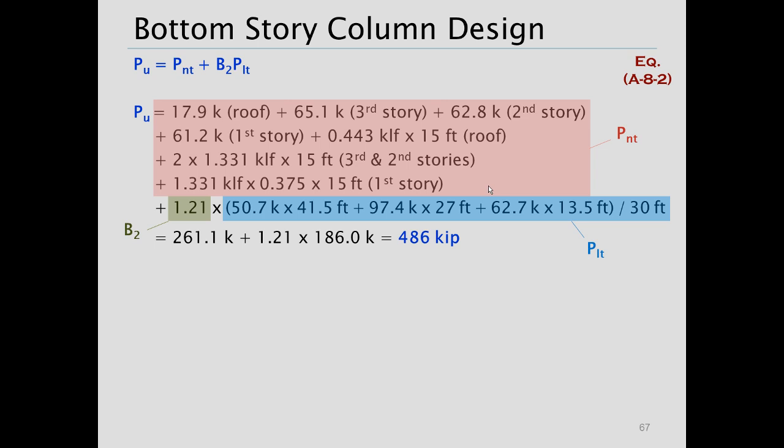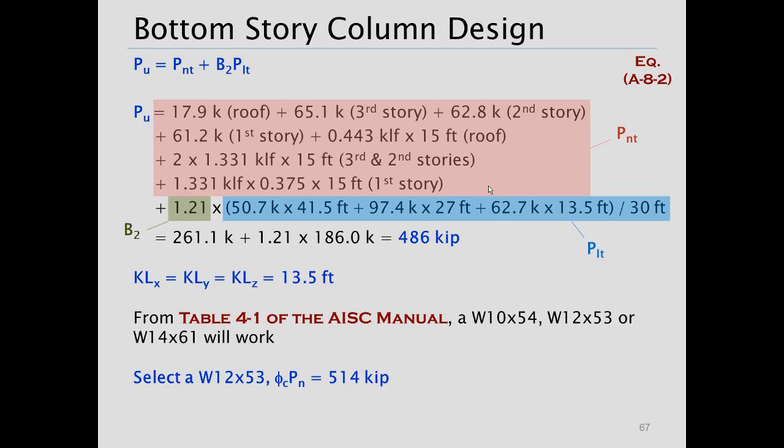So this procedure is basically I'm going to use my gravity force plus B2 times my force in the member from lateral load calculations. And when we do that, we basically end up with 261.1 plus 1.21 times 186.46 kips. If we look at our KLX, KLY, and KLZ, that's 13.5 feet. And so Table 4-1, AISC manual, we could use a W10 by 54, 12 by 53, or 14 by 61. Let's go with a 12 by 53. So PCPN from Table 4-1 is 514 kips.